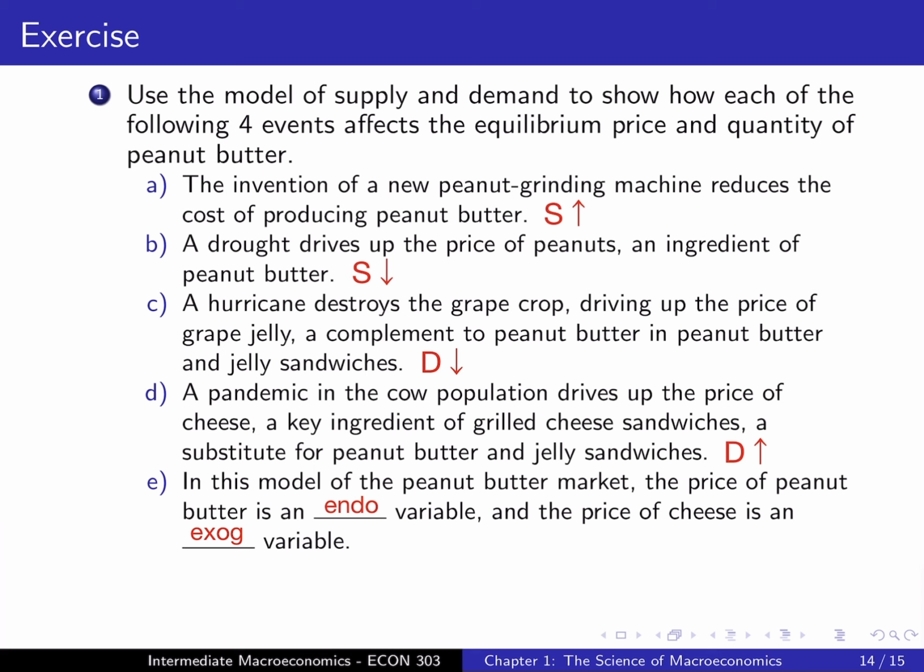E. In this model of the peanut butter market, the price of peanut butter is an endogenous variable. It's determined within the model. The price of cheese is an exogenous variable. It's determined outside the model. Understanding this distinction is key to interpreting economic models. Endogenous variables are explained by the system, while exogenous variables act as outside influences.